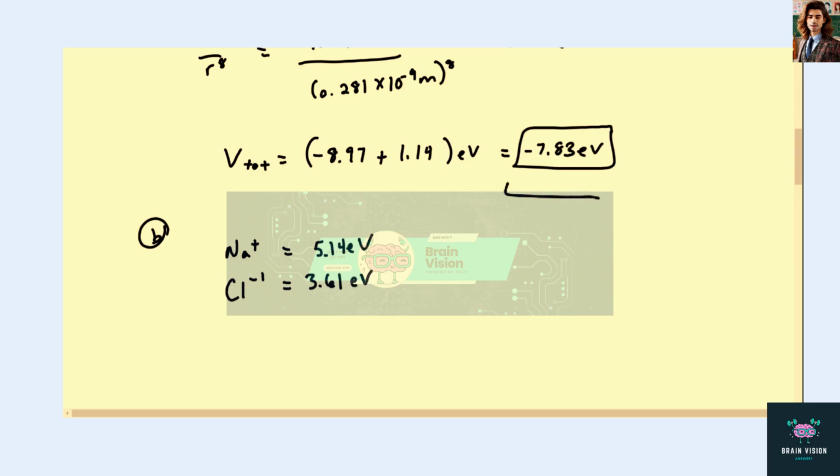And then we're also taking this guy here. And what we're going to be doing is the energy required to separate the sodium atom and the chlorine atom from the crystal is we're just going to be adding all of them together. So we get 5.14 plus 3.61. And actually, we're going to be subtracting this one, 7.83, because since it's negative, it's just going to become positive here. And we get 6.3 eV.